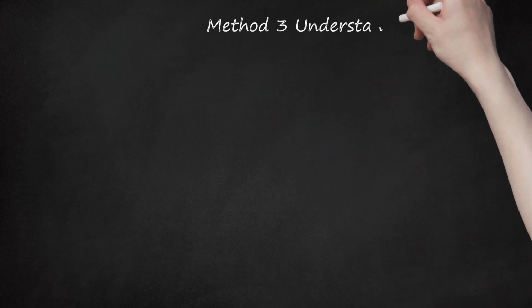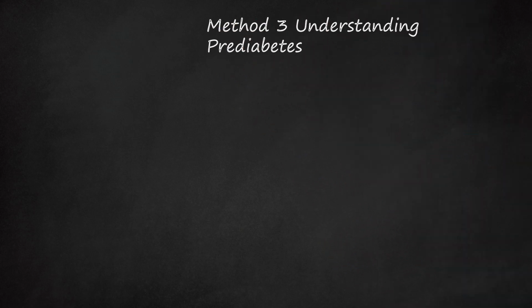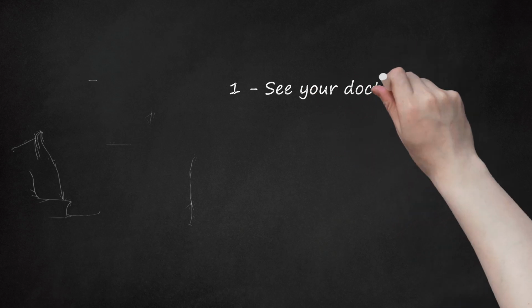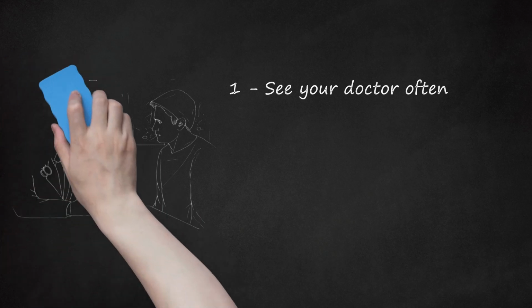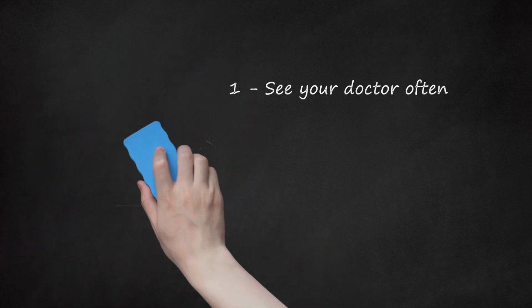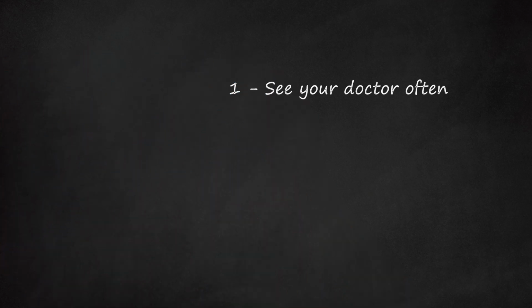Method 3. Understanding prediabetes. 1. See your doctor often. If you have been diagnosed with prediabetes, you should let your physician know how you have changed your diet to improve blood sugar control, lose weight, and reverse prediabetes. Get regular checkups, every 3 to 6 months, including blood tests as advised by your physician. Keep track of your labs so you can see how well you are doing and celebrate your progress.